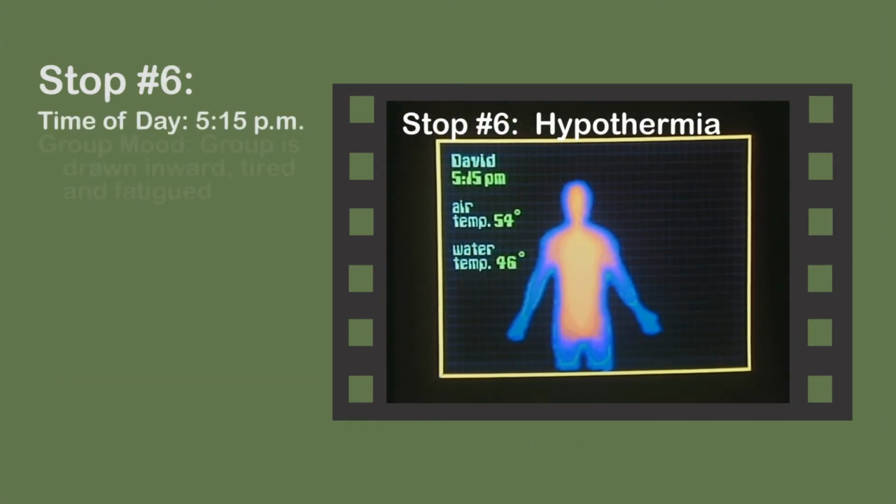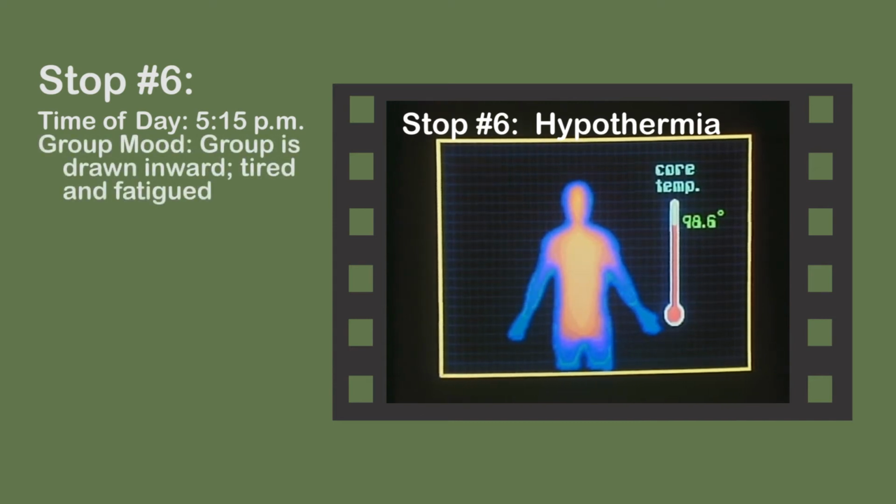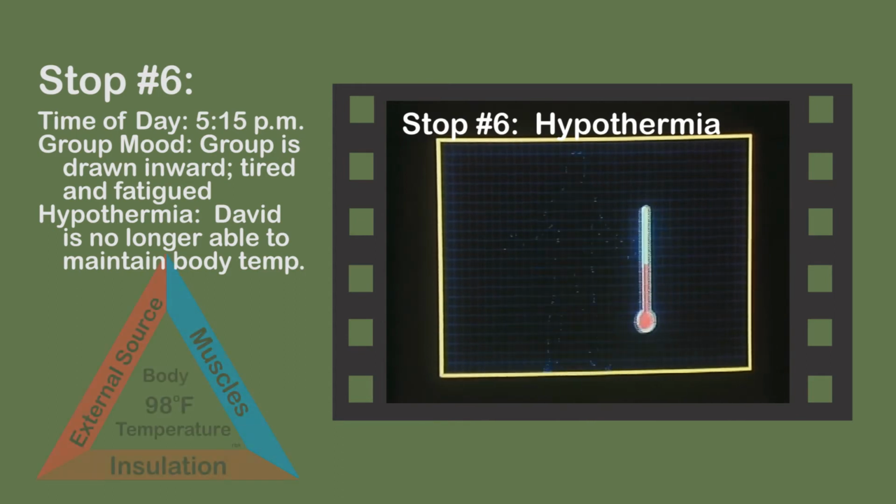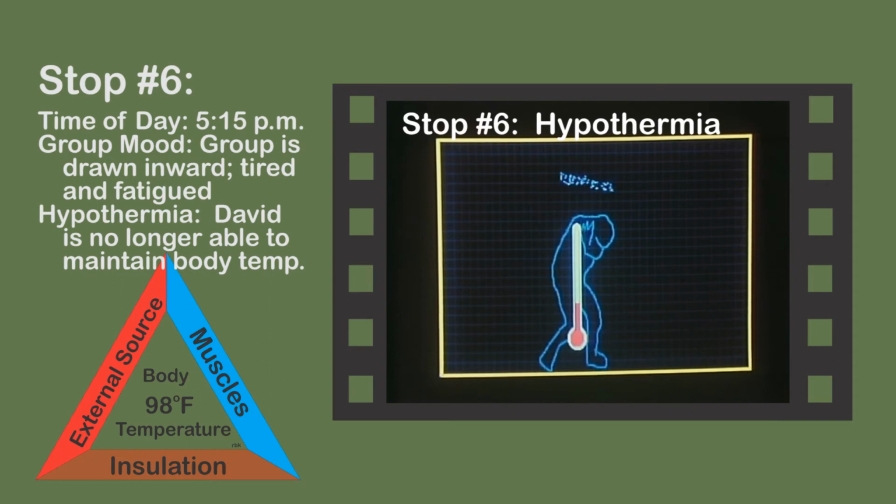The group behavior is changing, and everyone is beginning to focus on their needs and not those of the group. Note that the movie is 2/3 over before it mentions hypothermia and that David is no longer able to maintain his core temperature. This was by design.